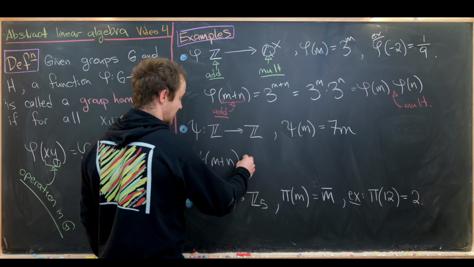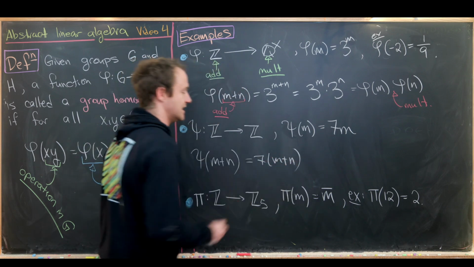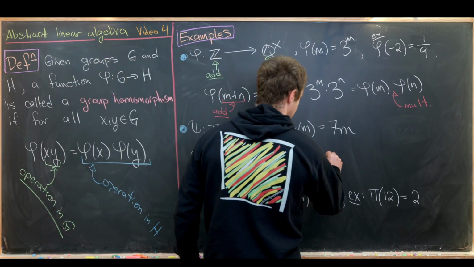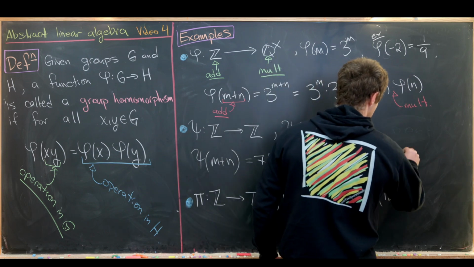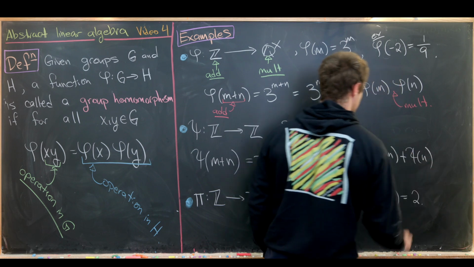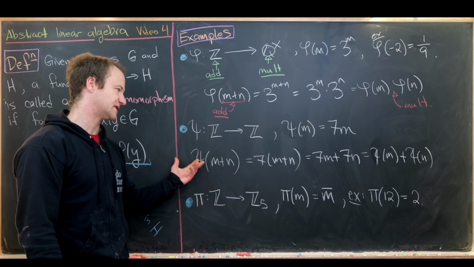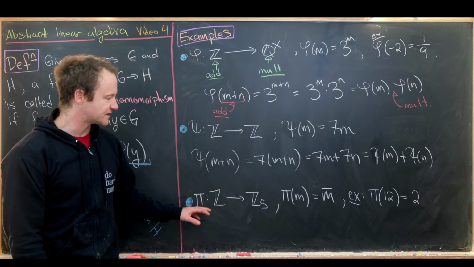So here we have psi evaluated at m plus n, that's 7 times m plus n. But then we know something about the distributive rule that allows us to write that as 7m plus 7n, which is psi of m plus psi of n. Now here we've got addition on both sides, but we still have the condition satisfied for this to be a homomorphism.